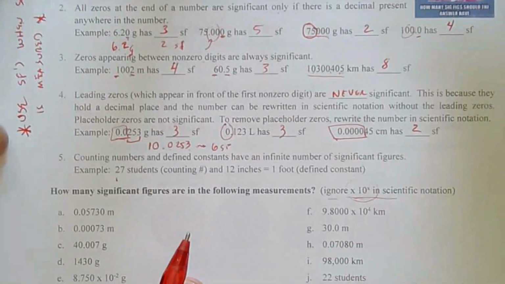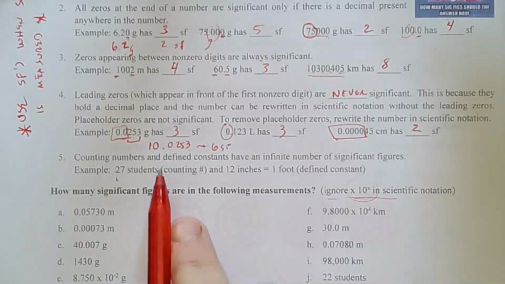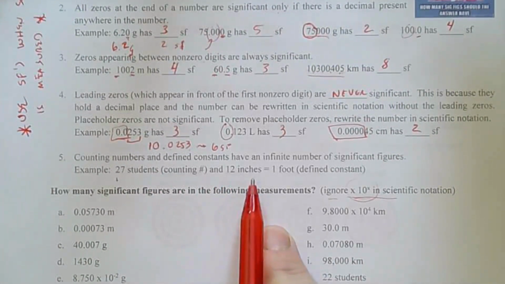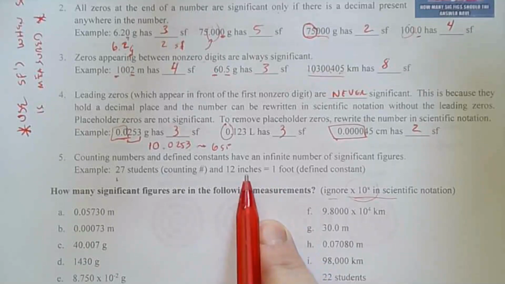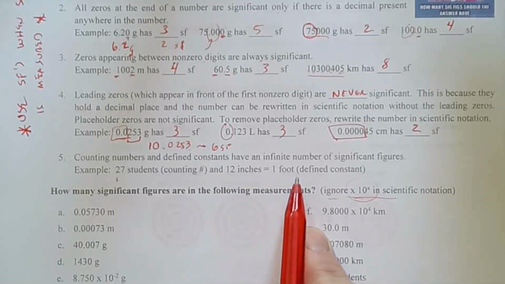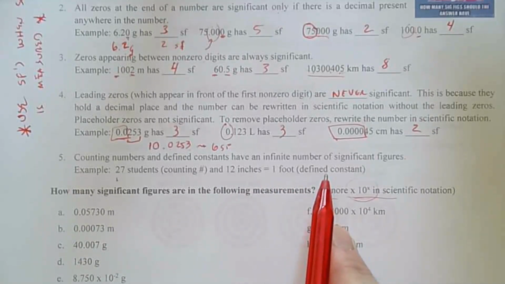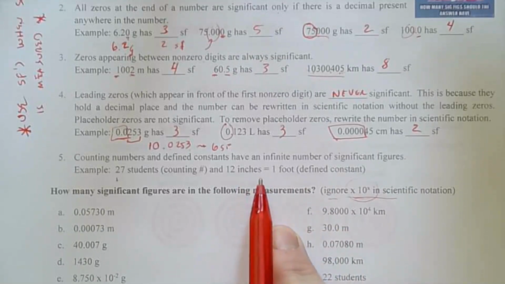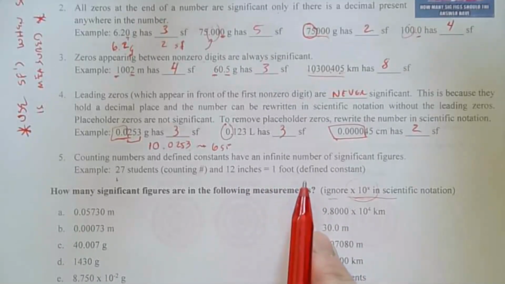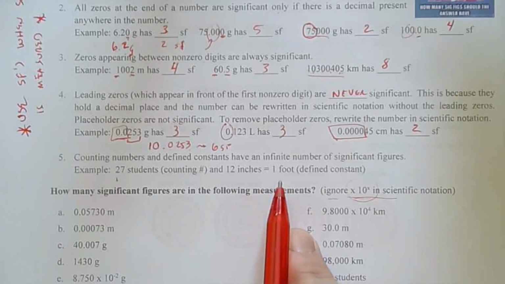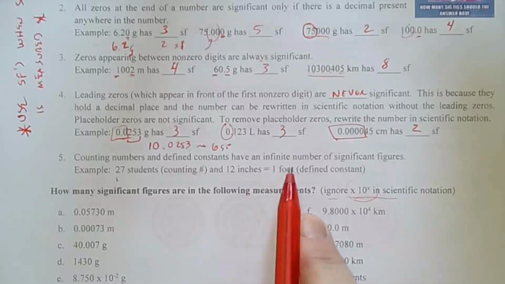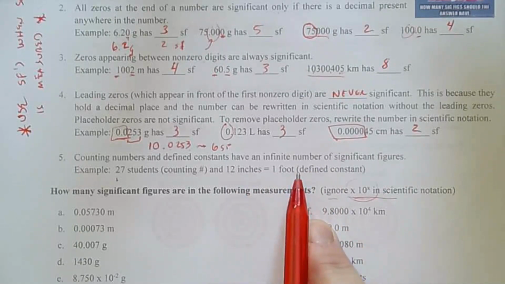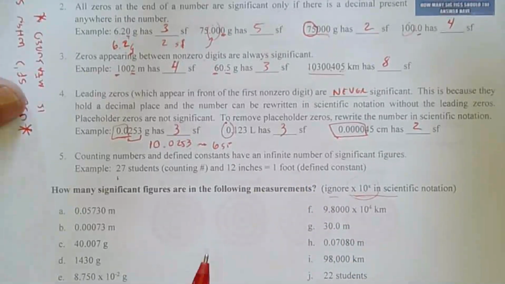Need to alert someone if I did have a fraction of a student. Likewise, hopefully you all know that 12 inches is the same as 1 foot. That's a defined constant, just like 60 seconds is the same as 1 minute. That is a defined constant. And so those are considered to have an infinite number of significant figures. Those are not like they're measured, they're just defined constants.